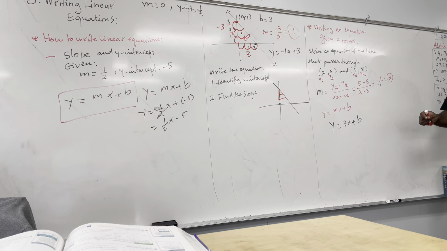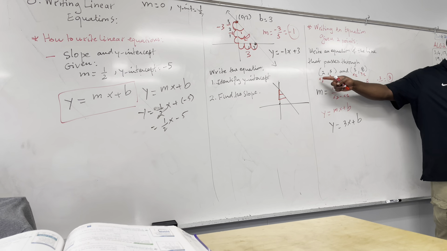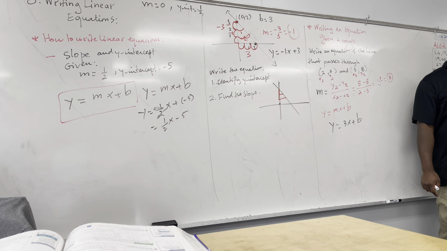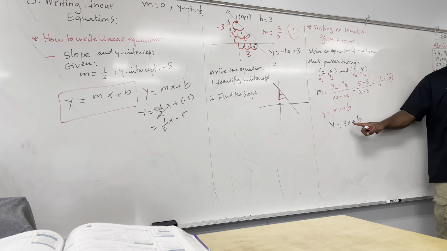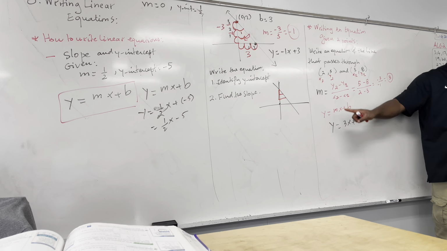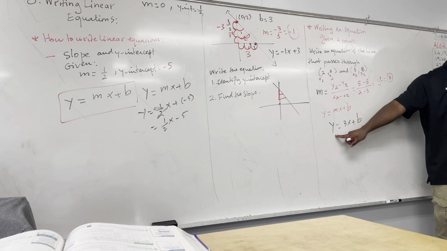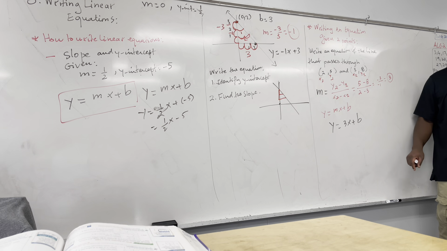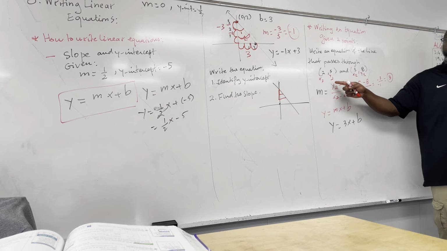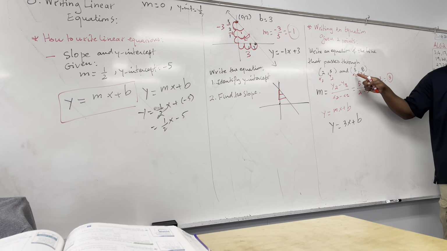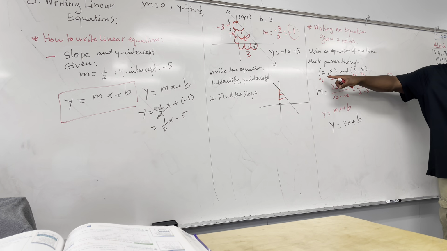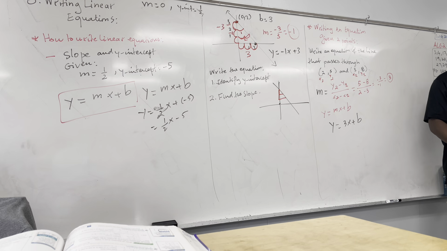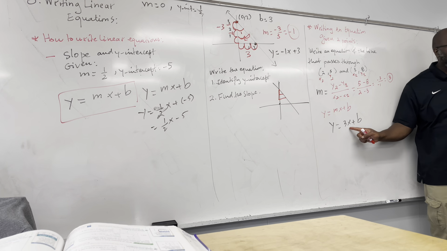So I know that the line passes through (2, 5) and (3, 8). Since the line is passing through (2, 5) and (3, 8), I can replace x by 2 and y by 5 and solve for b. Let me say that again. The line is passing through 2 and 5, and then 3 and 8, right? And because the line is passing through those points, I know that they belong in the equation.